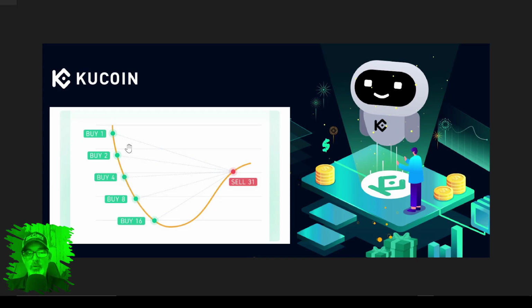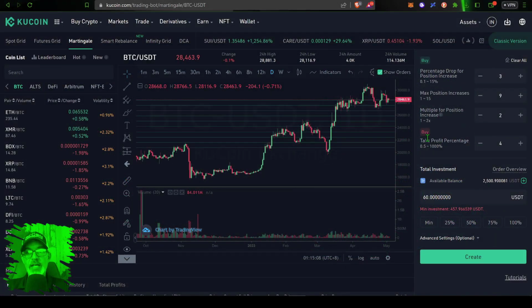It's looking for those positions to be in a 4% profit. Once those positions are in a 4% profit, it will liquidate my entire position in Bitcoin and capture 4% profit, and then start the process over again at the current price level. And so that is how the take profit percentage would work.